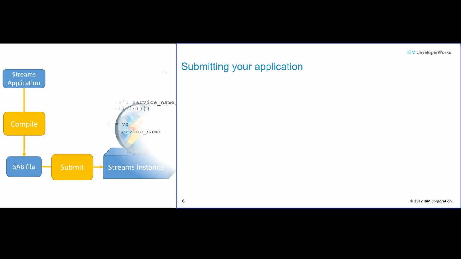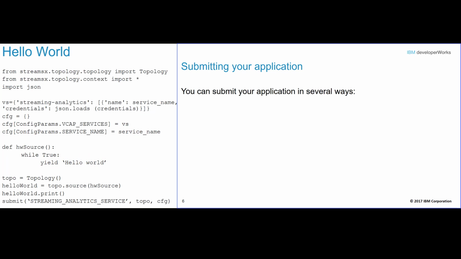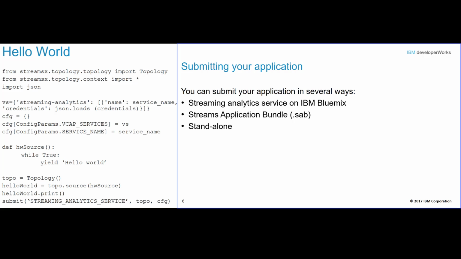There are several ways to submit your application. The first is over Streaming Analytics Service on IBM Bluemix. This option compiles and runs the application in the cloud on Bluemix. There is also an option to create a Streams Application Bundle or SAB file. This simply generates Streams processing language code and compiles it into a SAB file which can later be run from the Streams console. You can also submit as a standalone application. This option is best for debugging as it takes the least amount of time to run.